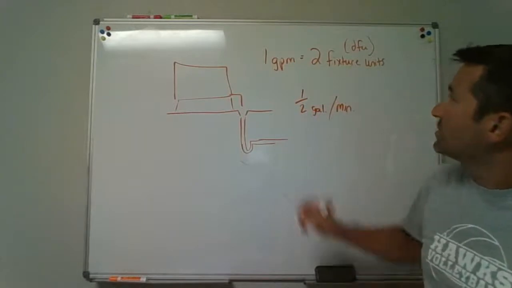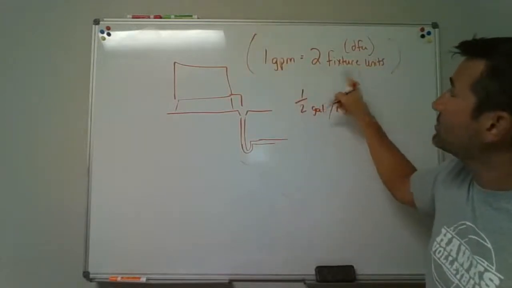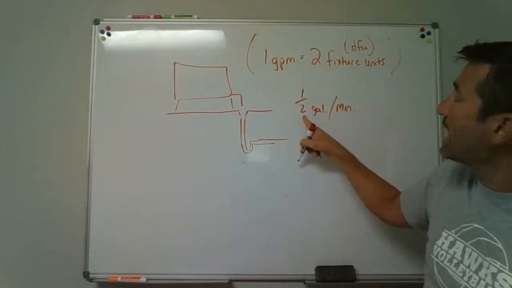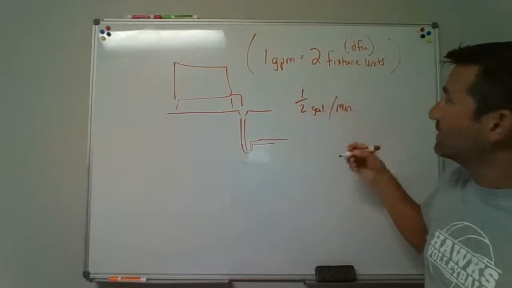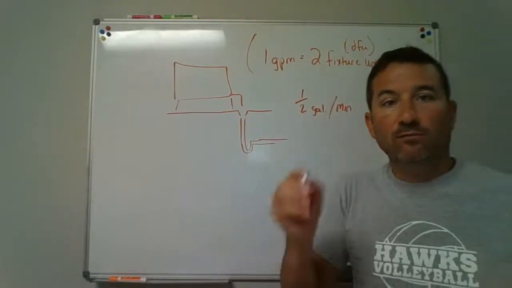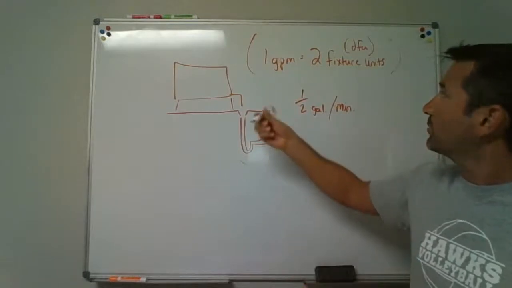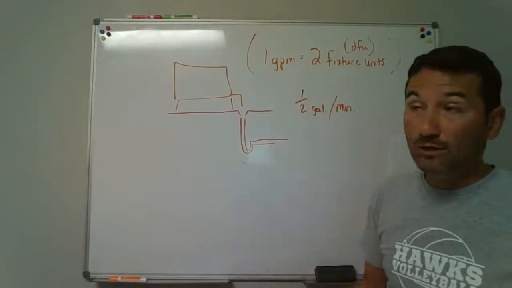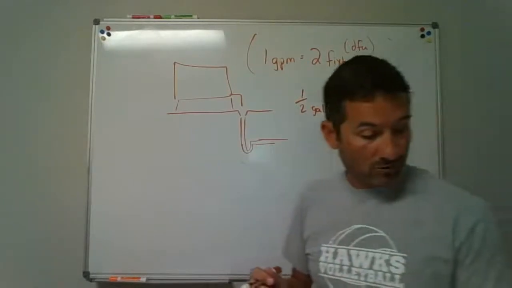All right. So on the computation that 1 gallon per minute equals 2 DFUs, if we've only got 0.5 gallon per minute on this, we could say that that's going to be worth 1 DFU, if they're having you add up DFUs on that thing, okay? Likewise, if you went up to something that was producing 2 gallons a minute, then you're looking at 4 DFUs, okay?